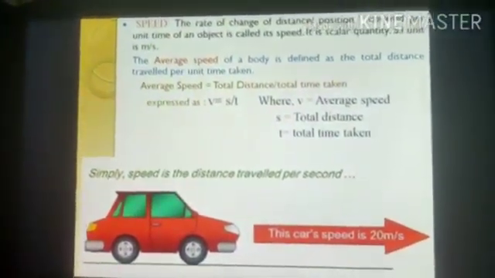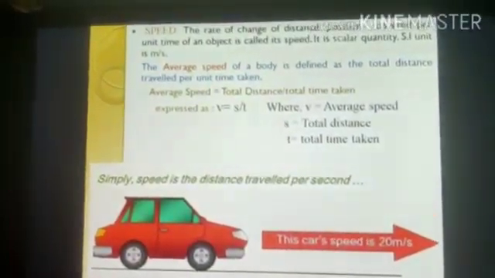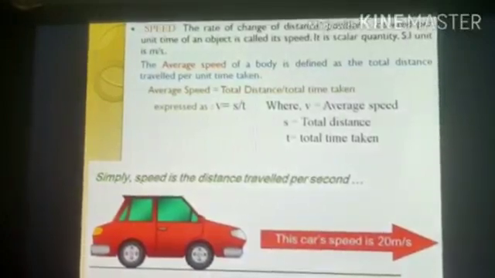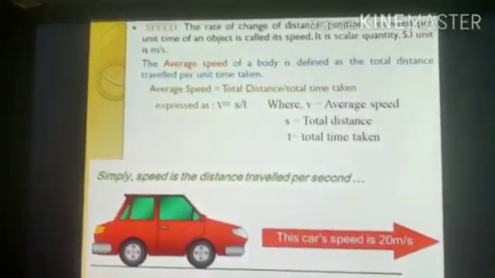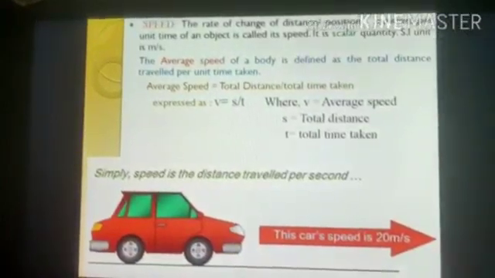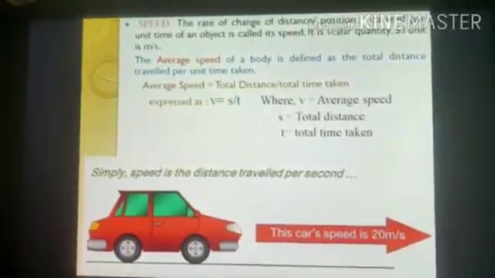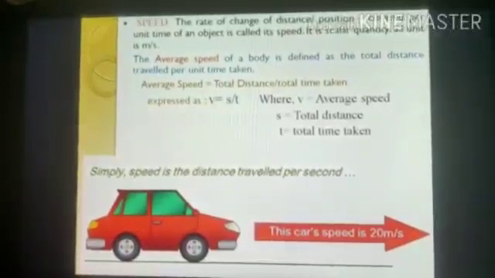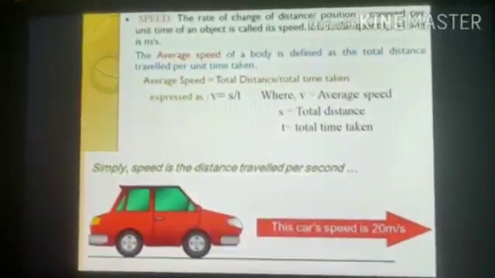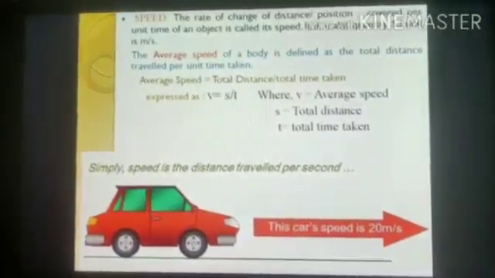Topic number 5 is speed. Speed is defined as the rate of change of distance or position covered per unit time of an object is called its speed. Speed is a scalar quantity. SI unit of speed is meter per second.